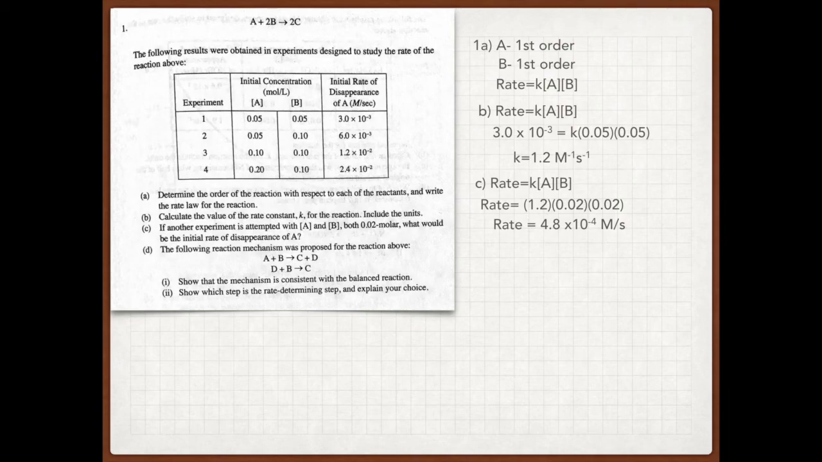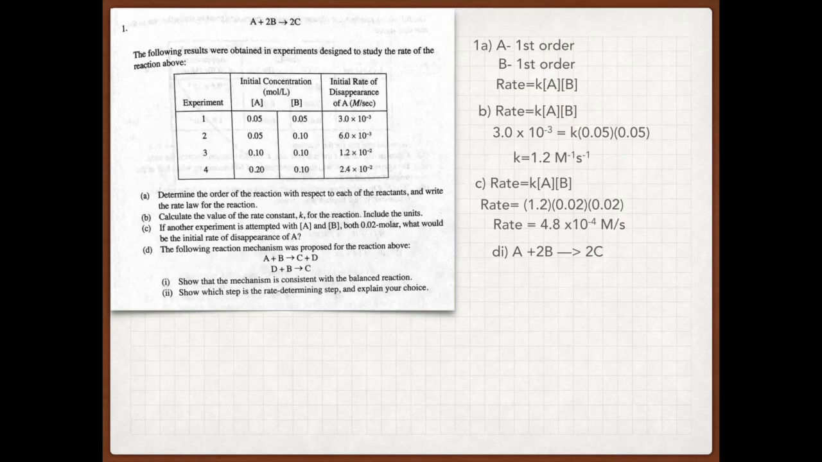For D, it says the following reaction mechanism was proposed for the reaction above. Show that the mechanism is consistent with the balanced reaction. So all you have to show is that A remains, B plus B is going to be 2B, so maybe circling those and drawing an arrow and showing that that becomes 2B, showing that D cancels out because it's an intermediate, and then 2C. So you can show that. It just says show. It does not say explain. So you just show how you get that and you'll get credit.